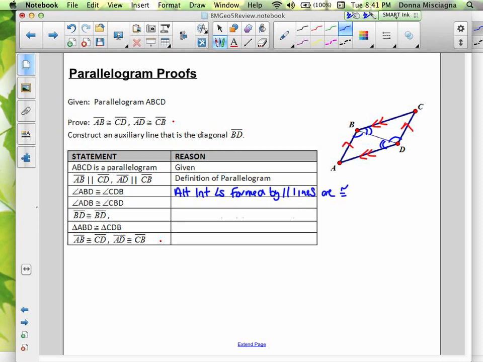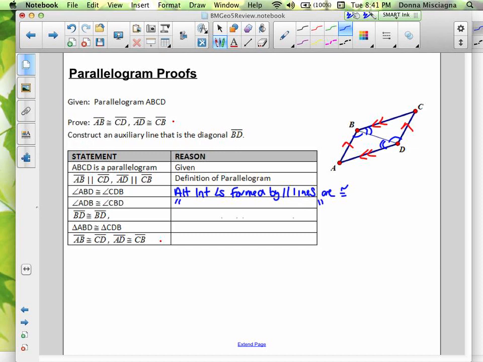Make sure you add that step to your proof. Since it's the same reason, I'm just going to use the marks there to say that we've got the exact same reason for the next step as well, that the alternate interior angles formed by parallel lines are congruent. You could also shorten that and say alternate interior angles theorem. That theorem states that if we've got parallel lines, the alternate interior angles are congruent.